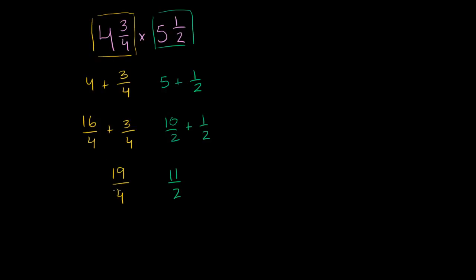And now we can multiply. They're both improper fractions. And so this is going to be equal to, the numerator is going to be 19 times 11. And the denominator is 4 times 2, which we can do in our head. That is just going to be 8. And 19 times 11, you could do it in your head.